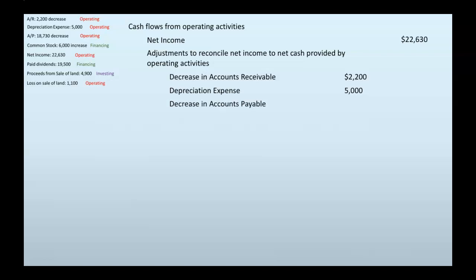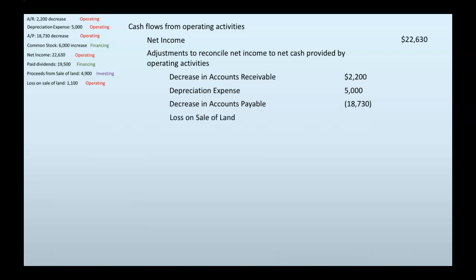Our next one, a decrease in accounts payable. So our accounts payable decreased by roughly 18,000, right? So what makes accounts payable decrease? Well, paying people back. So a decrease in accounts payable is a decrease in cash. So we'll subtract that number when we do our calculations.